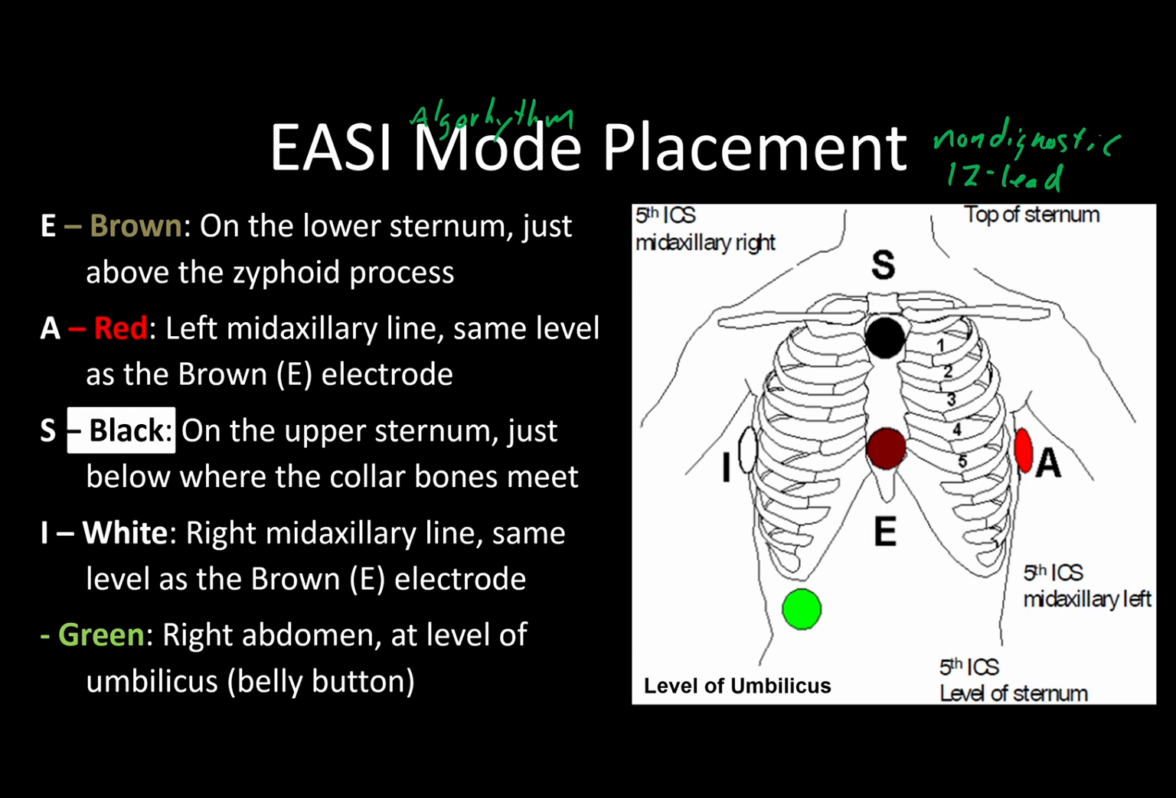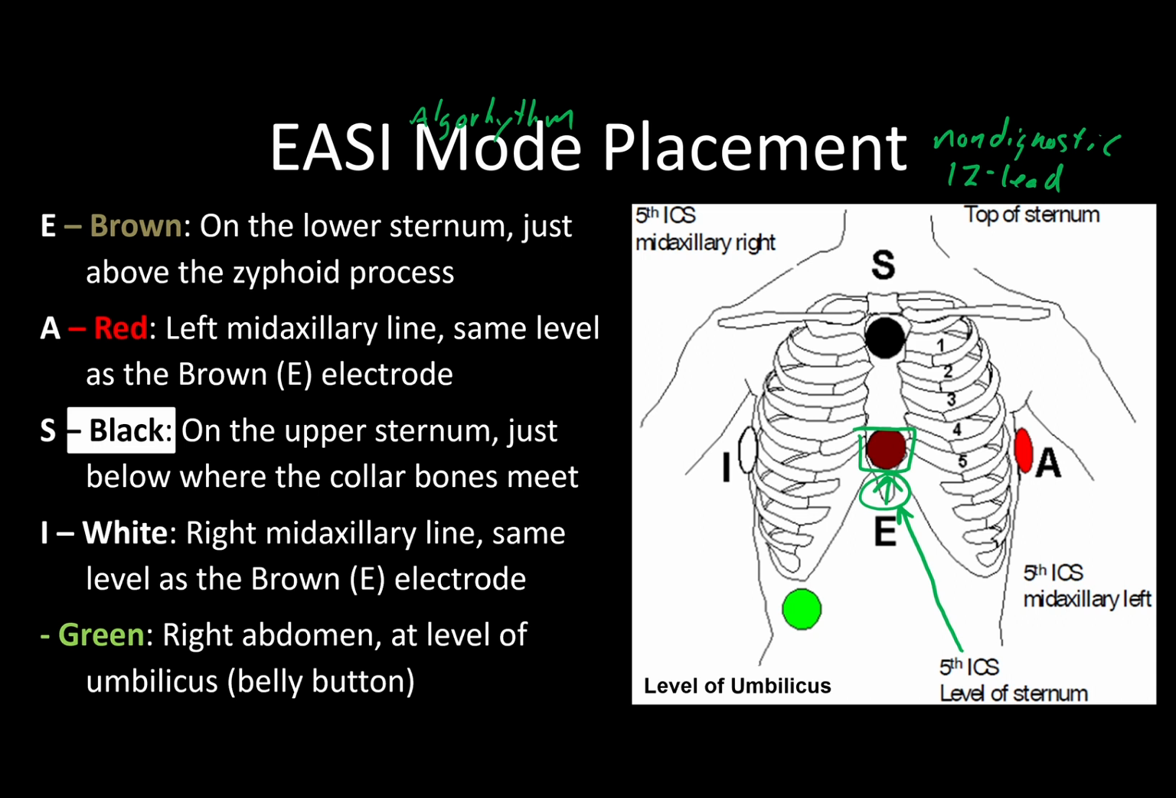It's an older technology. It's been around 15, 20 years, so it's not something terribly new. But what is absolutely imperative is that we put the leads in exactly the right spots so that the algorithm can do its calculations properly. And when we're doing this one, we actually start with the brown lead. So your brown lead, which is this one right here, is at the level of the sternum. I actually try and find their xiphoid process and put it just above that.